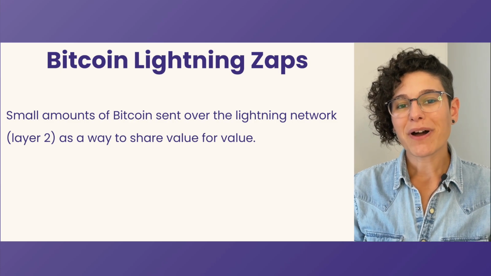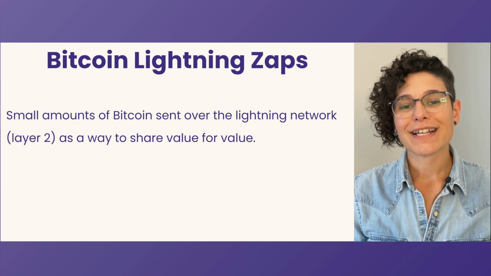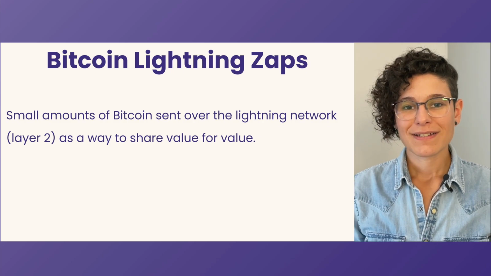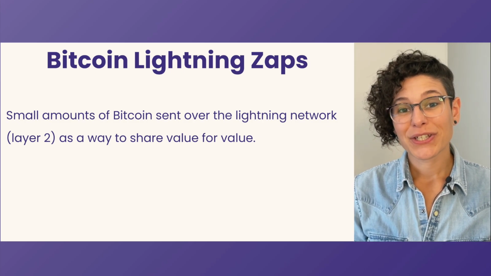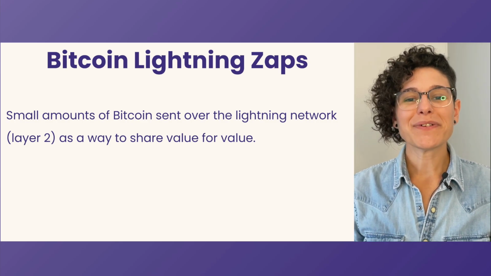Another key feature of Nostr is its integration with Bitcoin. A Zap is a small amount of Bitcoin sent over the Lightning protocol. And on Nostr, it's attached to a post or a profile. So instead of just liking a post, you can zap someone and send them a small amount of Bitcoin. That shows even more appreciation.